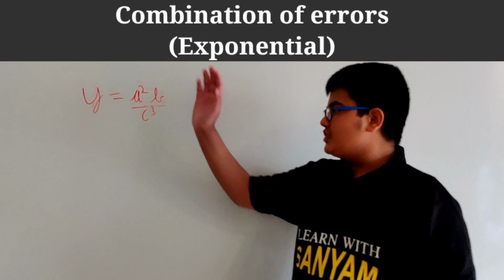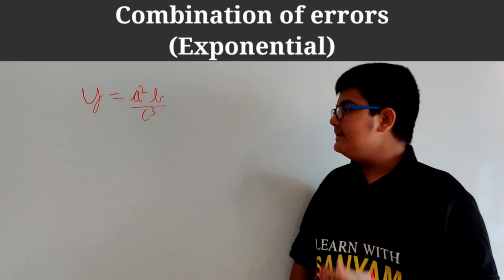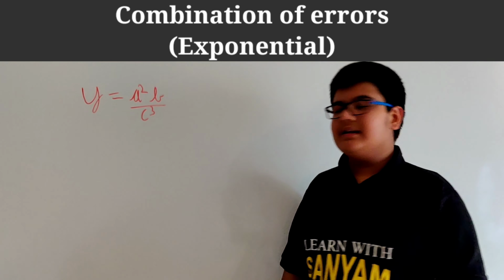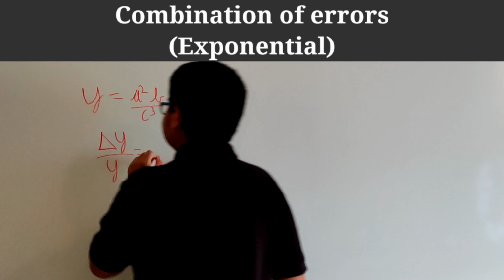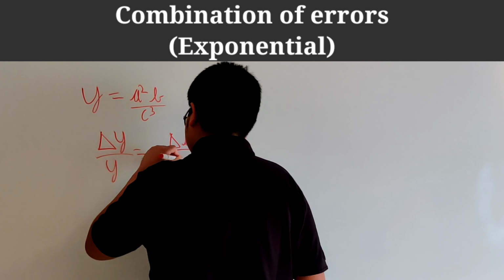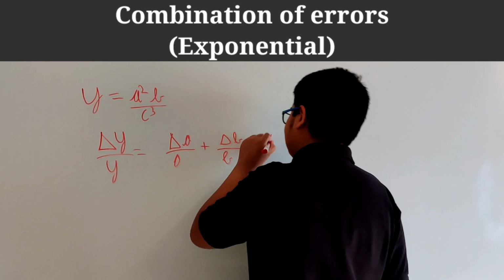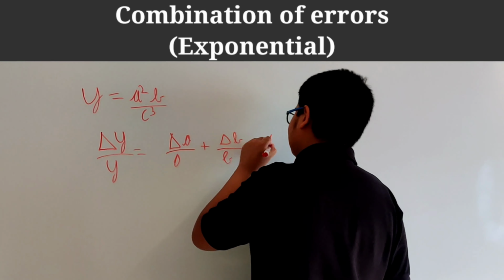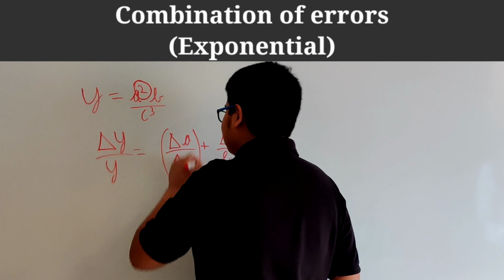Now we have mixed multiplication and division, and also we have given powers. So let's see now how we will find that. Again the method will remain the same. It will be delta y upon y is equal to delta A upon A plus delta B upon B plus delta C upon C. Again, if it is division or multiplication, it will be added only. But now one important change will take place. The amount of exponent that is there will get multiplied with that.